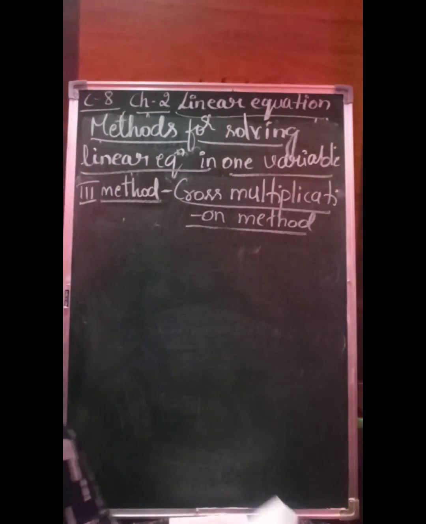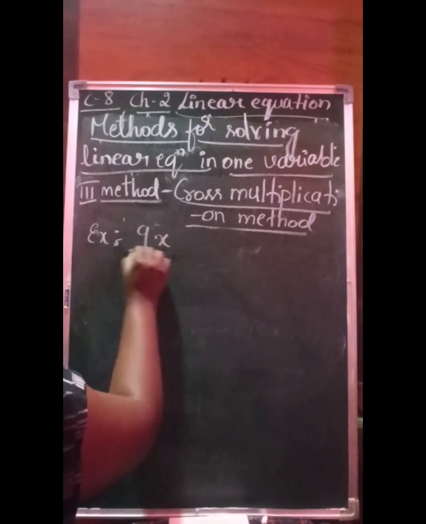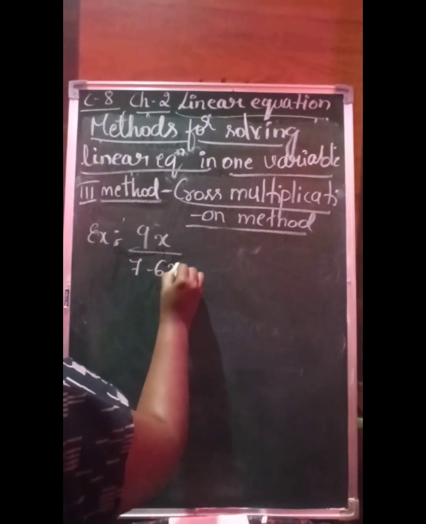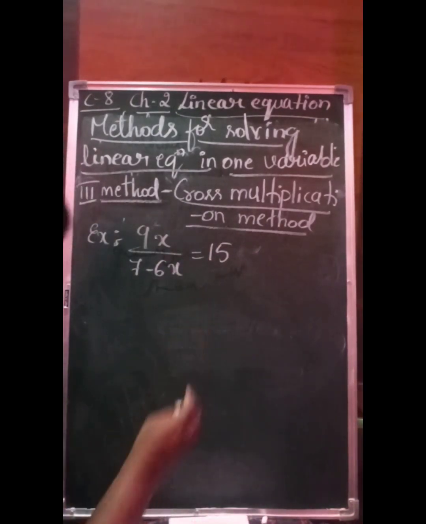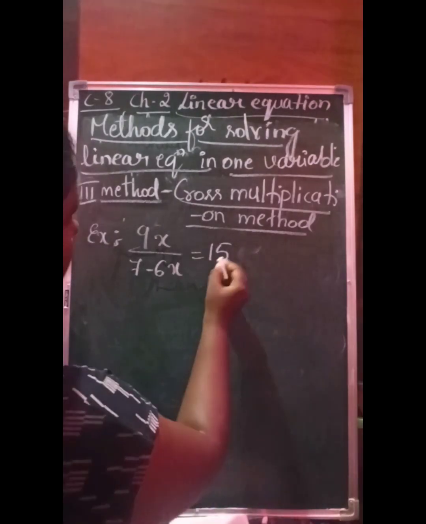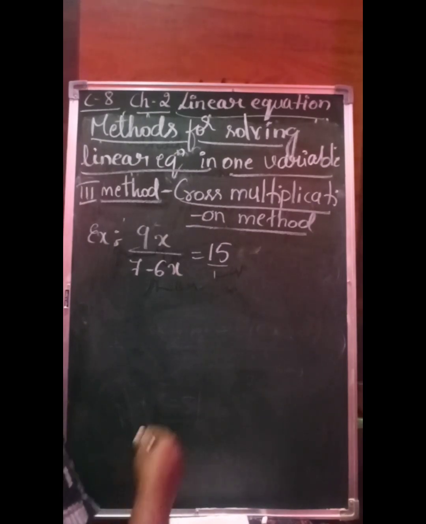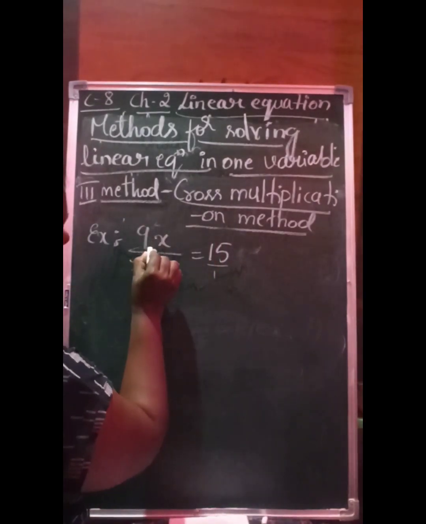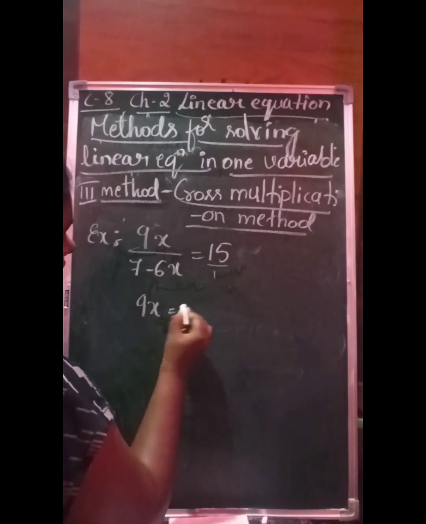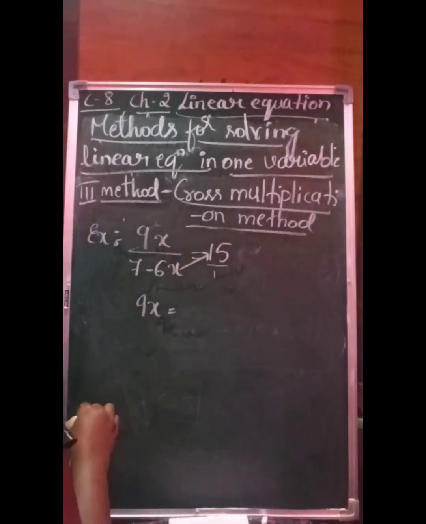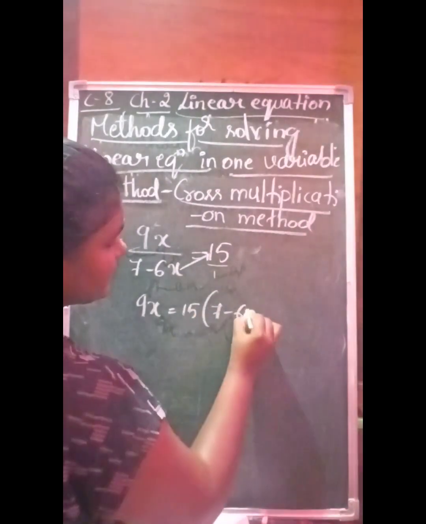The first example is 9x divided by 7 minus 6x equals 15. Here on the right hand side they have given only one term. Don't get confused: nothing is there in the denominator, so there will be 1. Cross multiply: multiply 9x with 1. We know that when you multiply 1 with any number, you get the same number, right? And multiply this denominator with the numerator, that is 15 into 7 minus 6x.